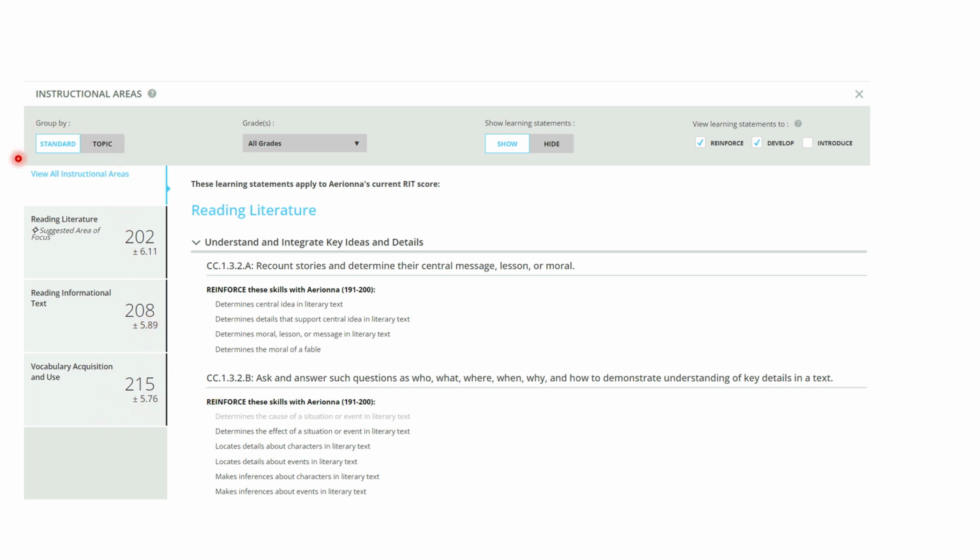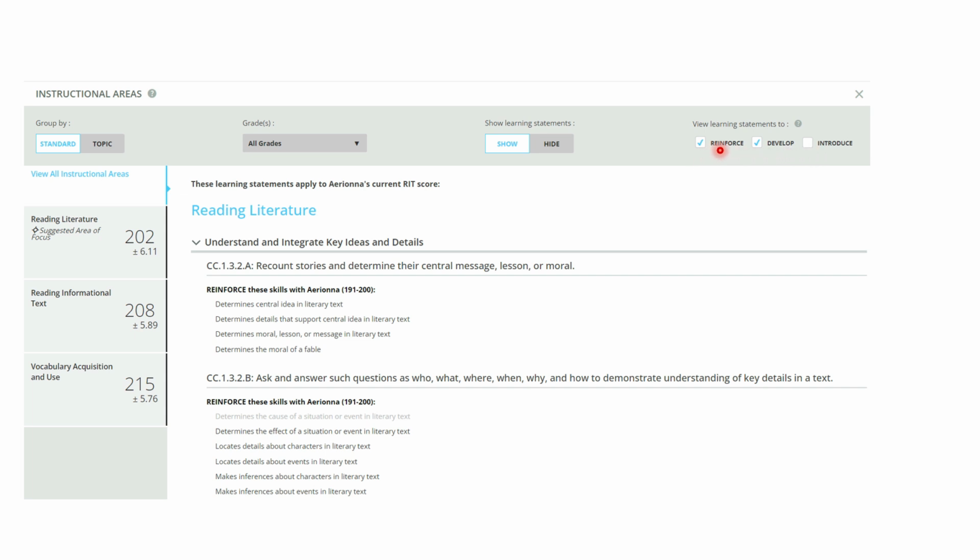I want to point out here at the top, you can look at this data by standard or by strand, by topic. It will default to where your student is based on their RIT score, but you can go in and look at specific grade levels. You can show and hide learning statements. And you can select what learning statements you'd like to view.